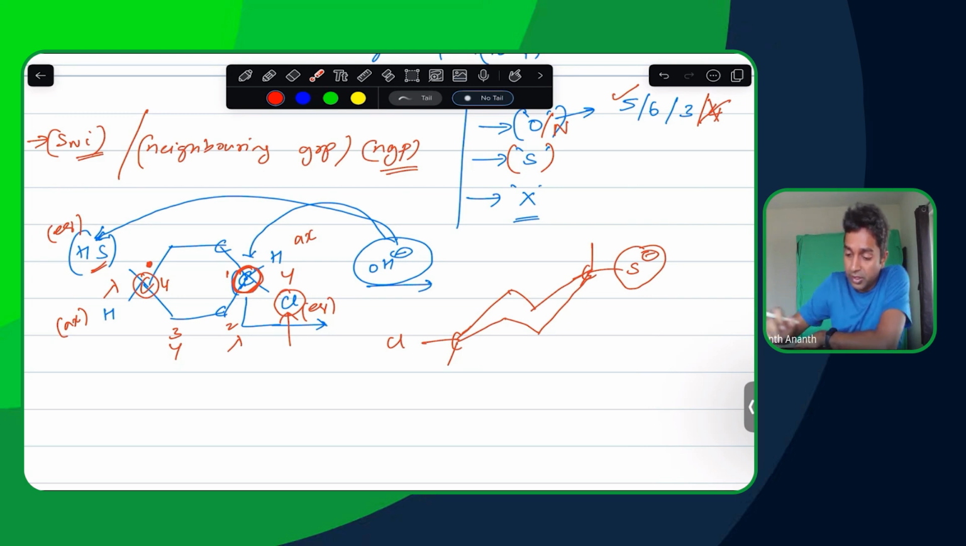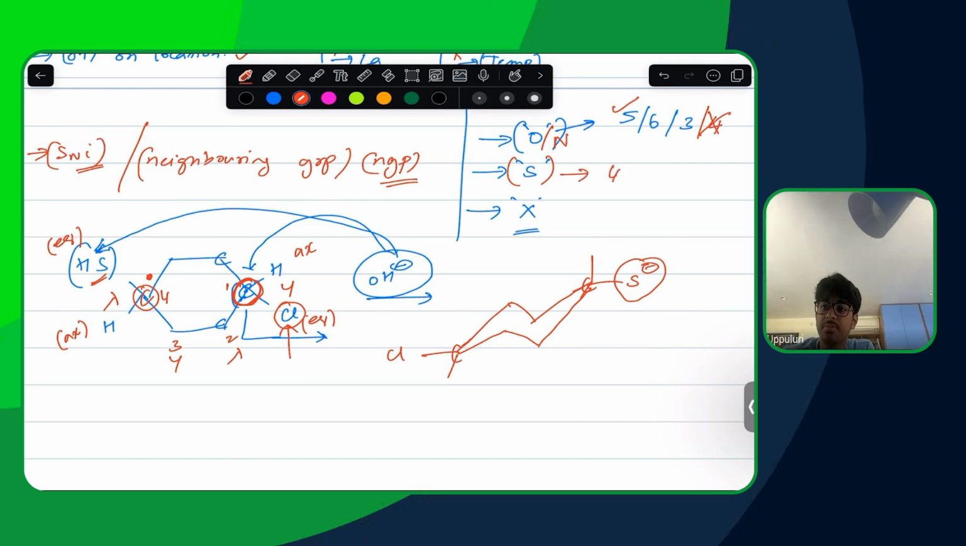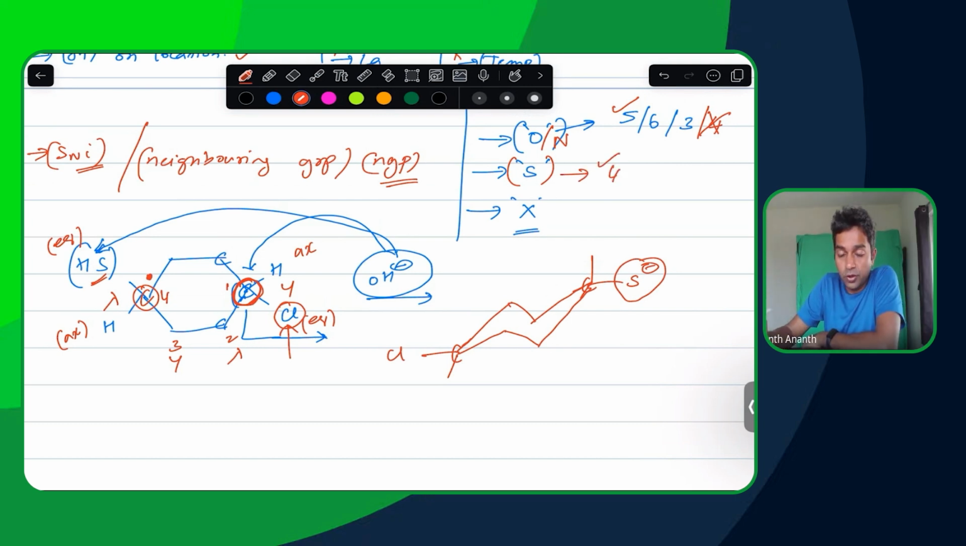Neighboring group participation, let's finish off the ring sizes here. Sulfur can form four-membered rings. This is one of the few elements which can form four-membered rings, mainly because the bond angle which sulfur goes for is closer to 90. When the bond angle is closer to 90, it can bend properly and attack from the backside when forming a four-membered ring. Oxygen, nitrogen, and halogen cannot do that.